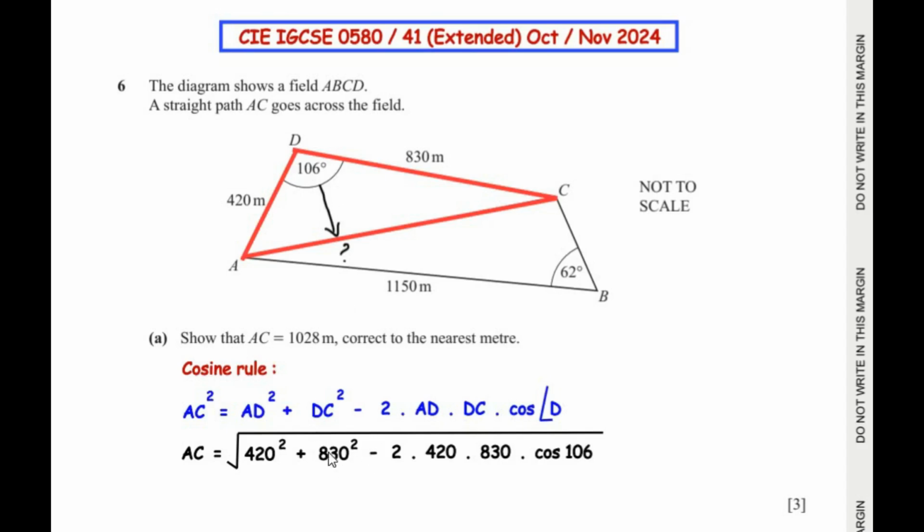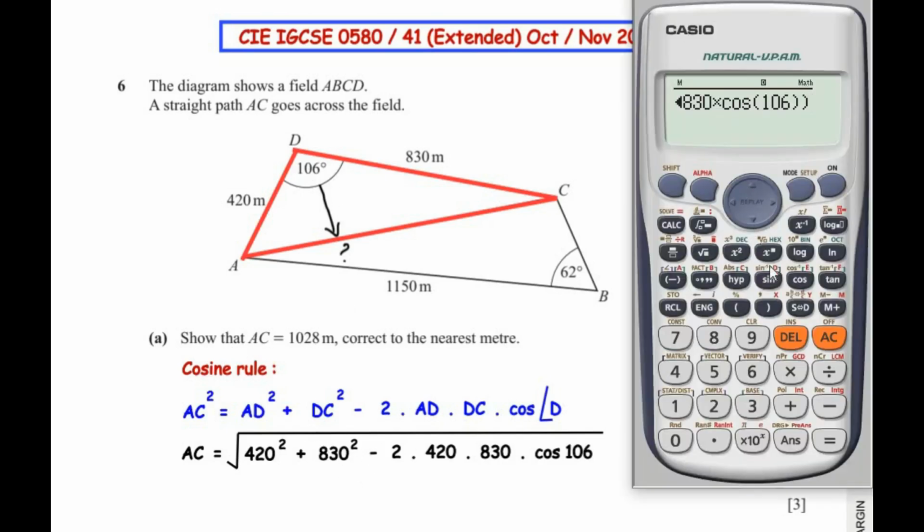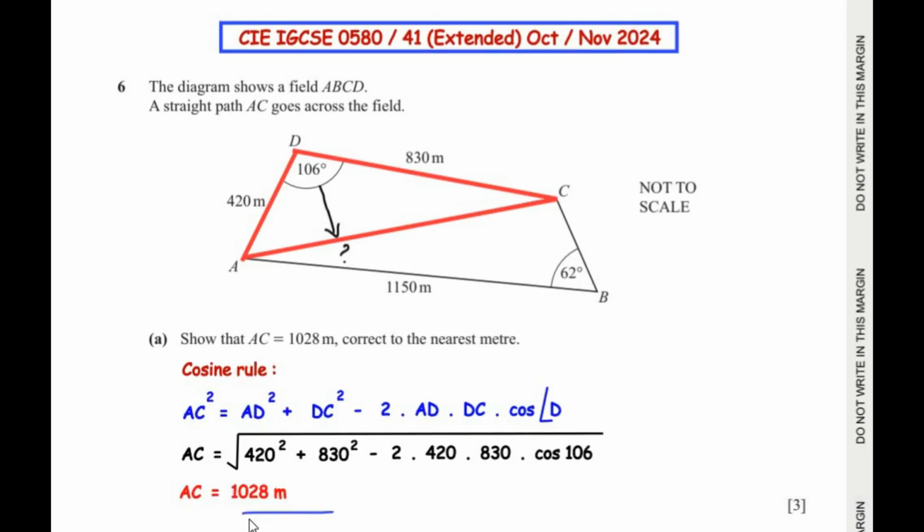Now let us see what value this gives us. So this is going to give us the value as 1028.3357. Now since we have to round it to the nearest meter, we are going to round it as 1028 meters. So we have shown that the length of AC is 1028. Let me write here. Now this is the value of AC.